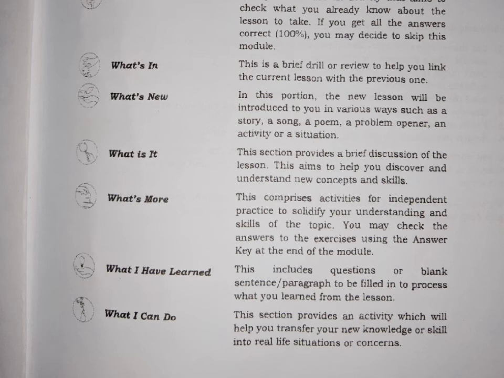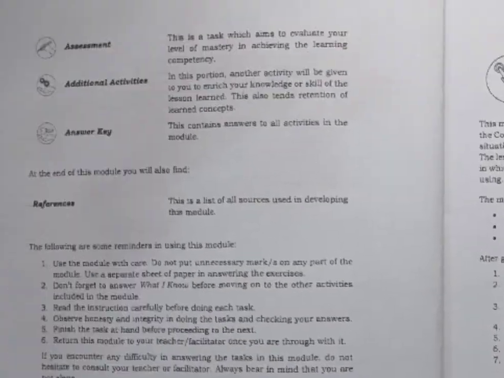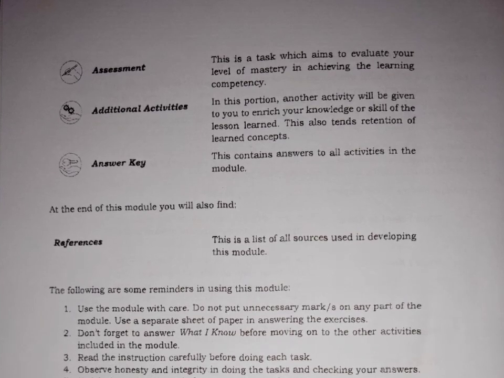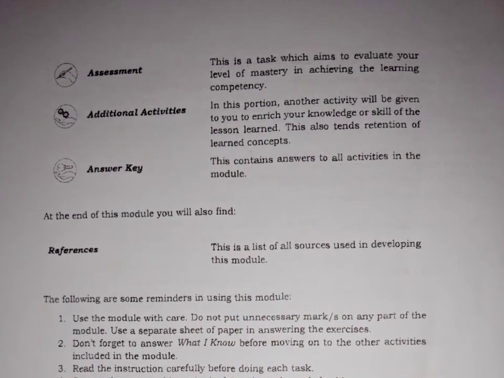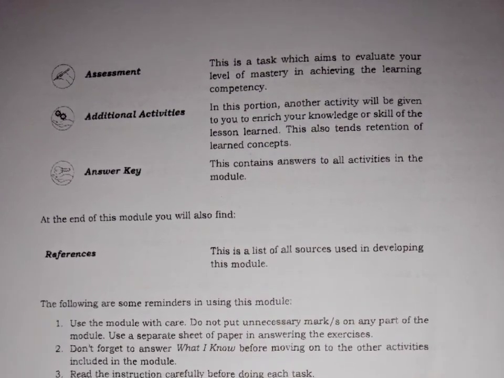What I have learned. This includes questions or blank sentence or paragraph to be filled in to process what you learned from the lesson. What I can do. This section provides an activity which will help you transfer your new knowledge or skill into real-life situations or concerns. Assessment. This is a task which aims to evaluate your level of mastery in achieving the learning competency.